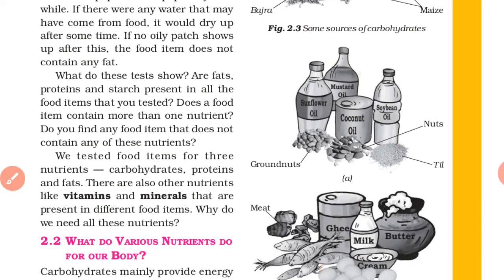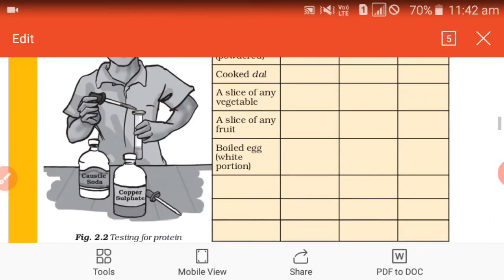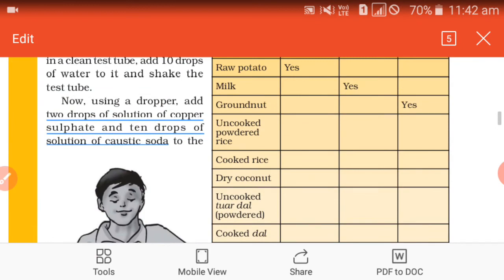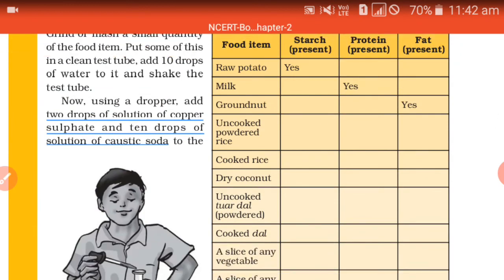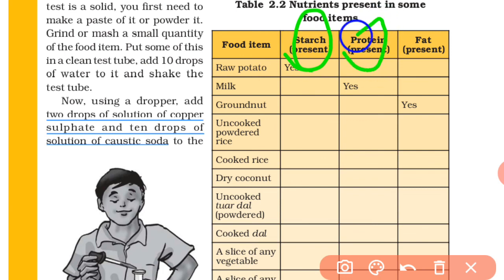Then what is there? Look, one table is given in your book. Different food items are there. For example, raw potatoes, milk, groundnut, uncooked powdered rice, cooked rice, dry coconut. These are all food items. We have to perform all three tests on these food items and check whether starch, protein or fat is present in them or not, and we need to fill out this table.